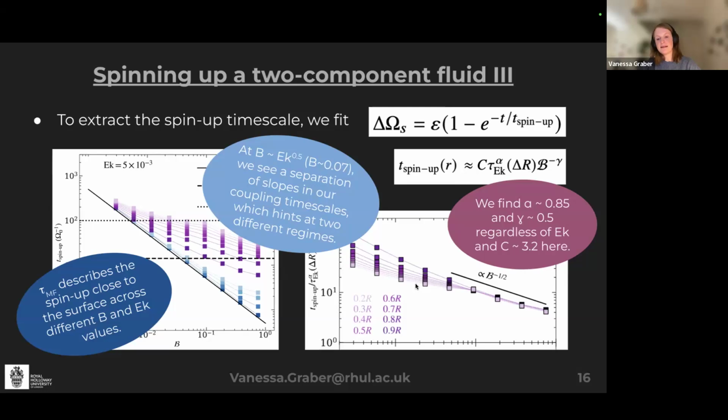Particularly in the case of the lower Ekman number, we do suspect that there are some viscous effects that start to play a role. But this is really the regime that we think is relevant for neutron stars. And we don't see exactly the behavior that we expect for larger B. So there's definitely some space for us to investigate this problem further here.